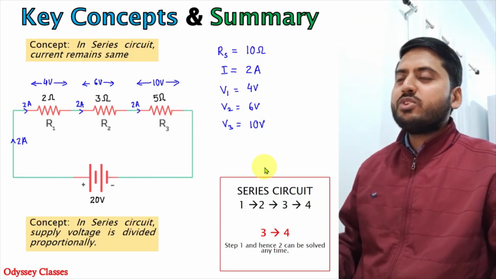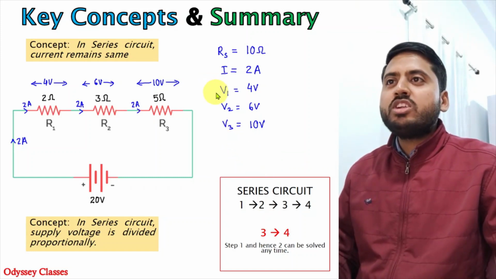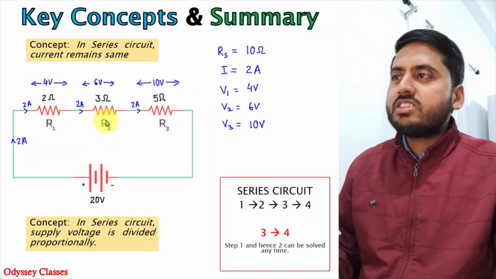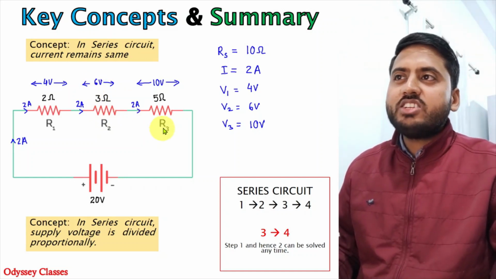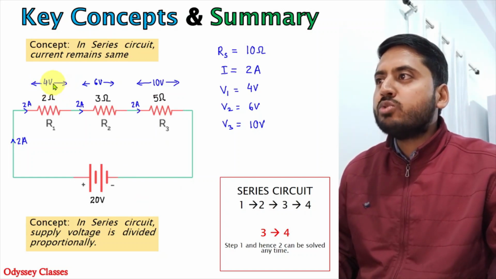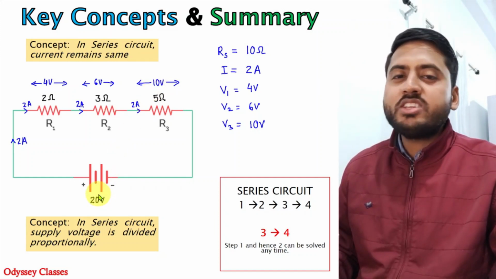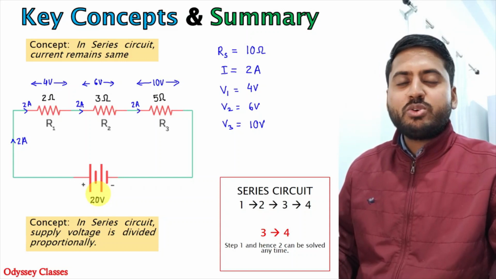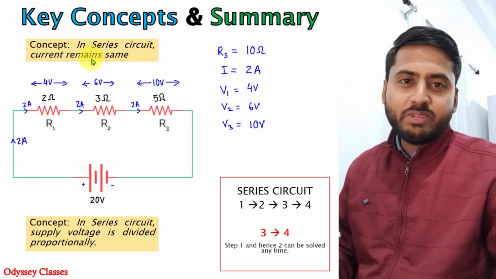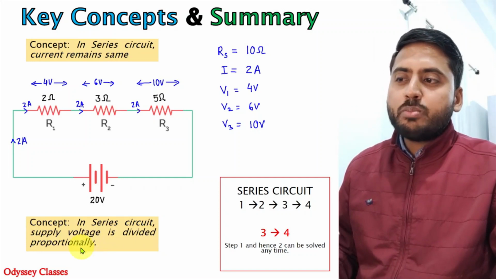Step number 4, as we all remember, is to find the voltage across each resistor. So here we found the voltage across R1, it is coming as 4 volt. Voltage across R2 is coming as 6 volt. Voltage across R3 is coming as 10 volt. The key concept is when we add the three values 4 volt, 6 volt, 10 volt, it is coming the same as 20 volt, which is the supplied voltage. So let's conclude today's session with the two key concepts. In series circuit, current remains the same, and in the series circuit, voltage is divided proportionally.